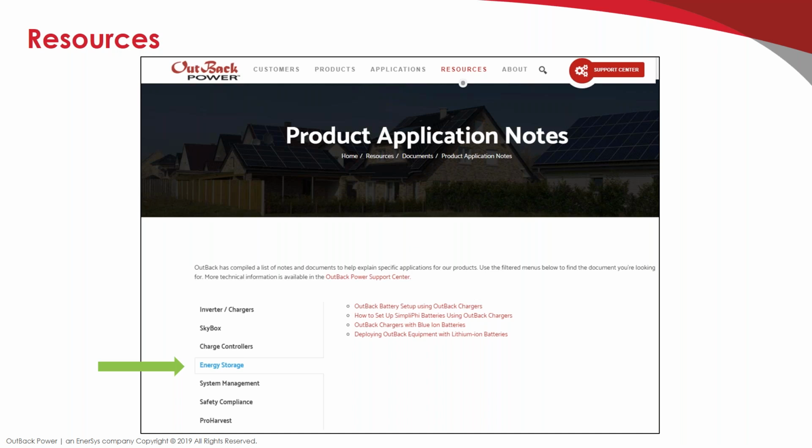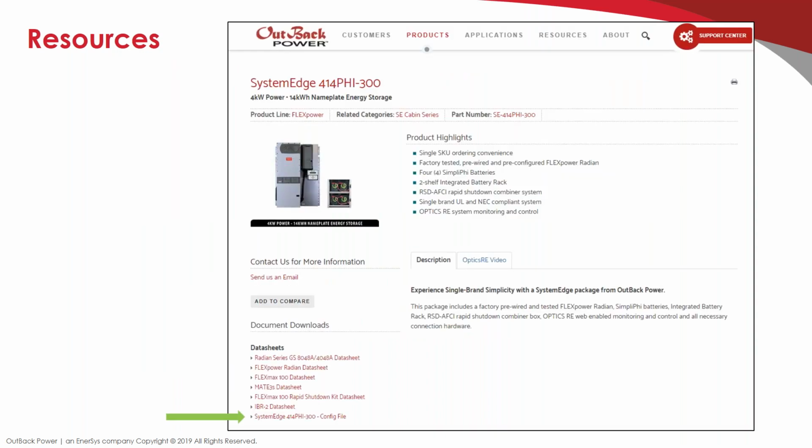So some other resources, you'll be able to find all of those application notes under this energy storage section. So other resources that we have available, or we will shortly. So right now we have configuration files for all of our System Edge products. So I've highlighted that here with my little arrow down at the bottom of the screen.